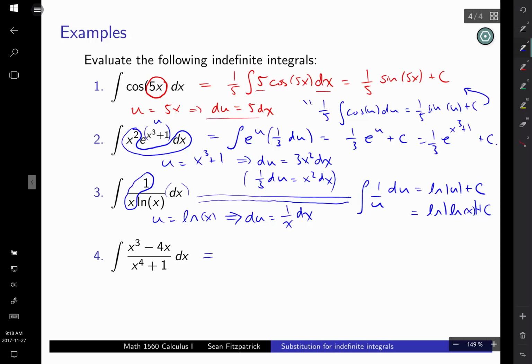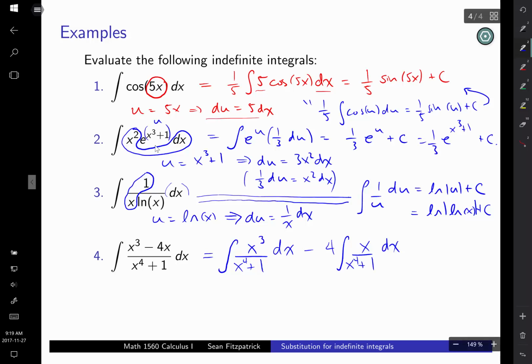So what I'm going to do first, and this is one that you don't expect to see right away. This is the sort of thing that you come up with once you've had several hours of practice with u-substitution. So I'm going to split it up. The numerator, I can divide each term in the numerator separately by the denominator, and I can use properties of integrals to split this up and do it like this.